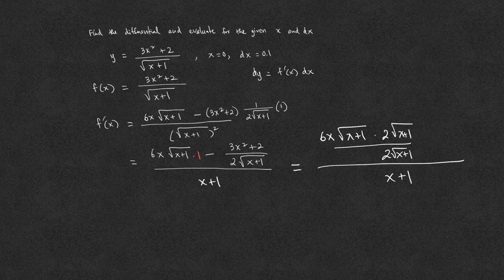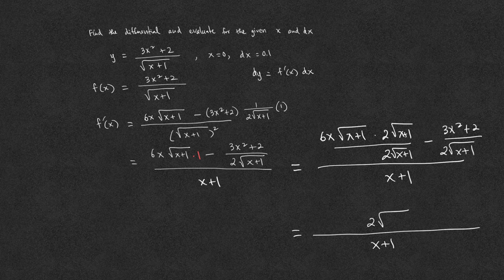We do this because we want to combine the two terms in the numerator, minus 3x squared plus 2 over 2 the square root of x plus 1. We now have the same denominator in the numerator, and so we simply combine the two. The denominator in the numerator is 2 root x plus 1. 6x times 2 is 12x. Square root of x plus 1 times the square root of x plus 1 is x plus 1.